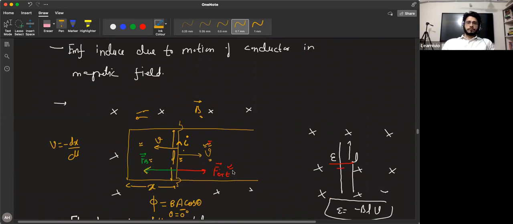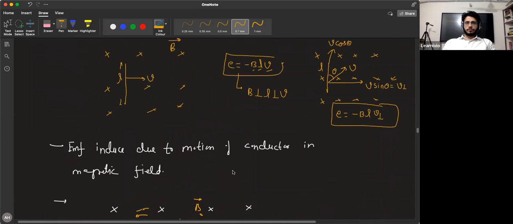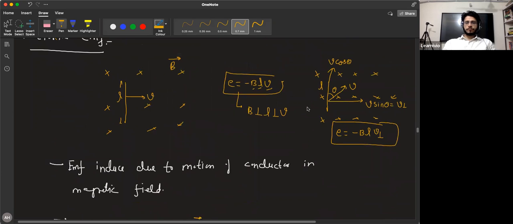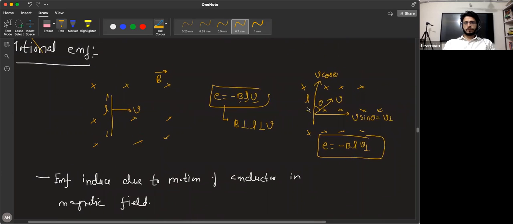Could you just show that graph on the right side? See, this figure shows that if the conductor is not moving perpendicular, like if its velocity is at some angle to the length, then we'll take the component of velocity which is perpendicular to the length. And this component will contribute to it. So while using this formula, always remember B, L, V are mutually perpendicular. If they are parallel, that means no induced EMF.